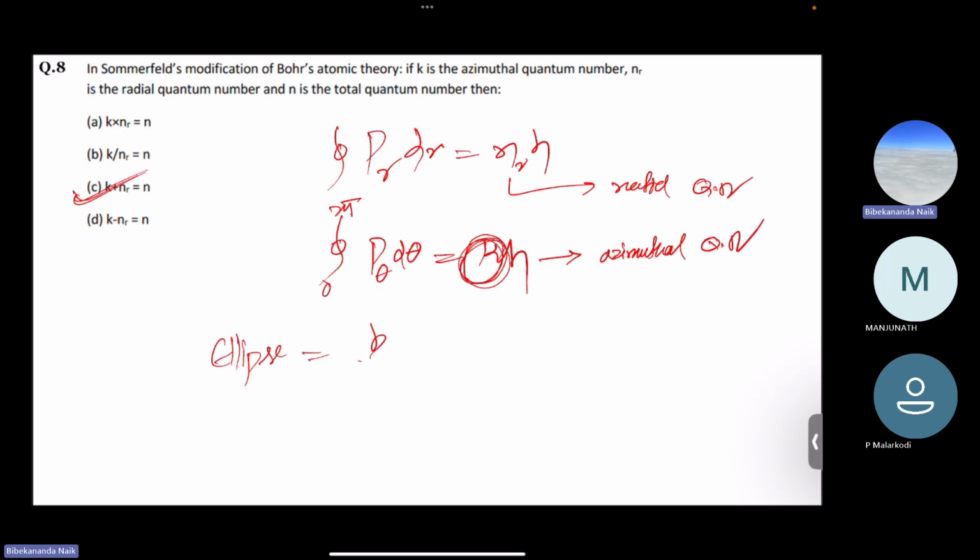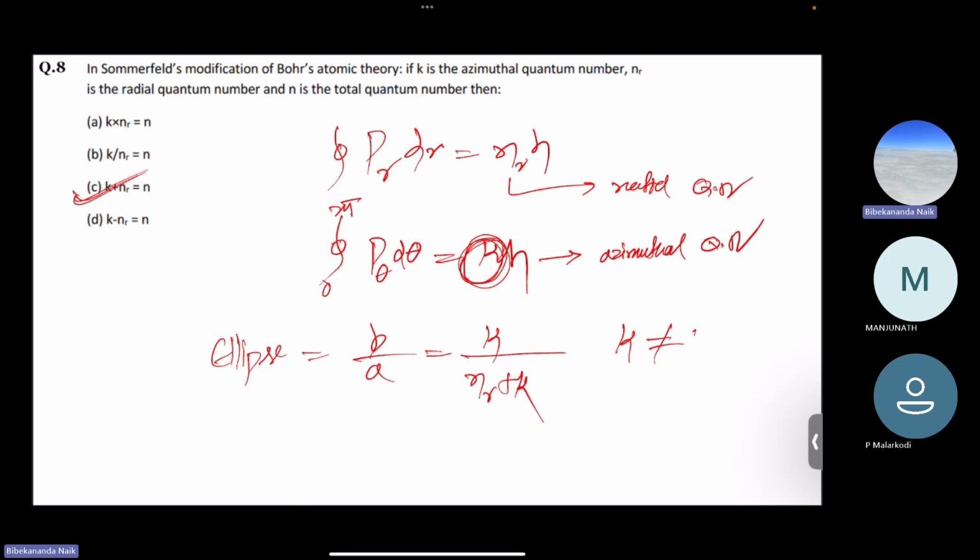And for an ellipse, we know the relation was given by b by a is equal to k by nr plus k, where b was the semi-minor axis and a was the semi-major axis. And for an ellipse, the value of k is not equal to 0, because when the value of k is 0, then b by a is 0. b by a is 0 means it is no longer an ellipse, it is a straight line, and it will pass through the nucleus, is not it?